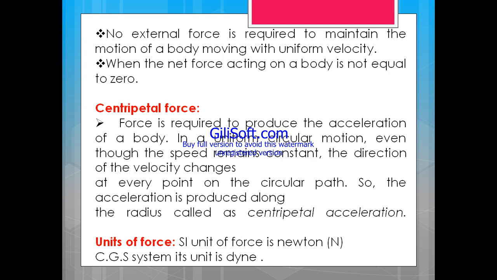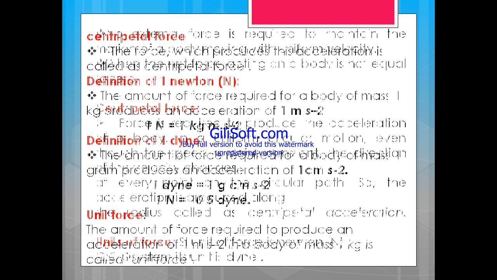Radius in the sense, when we have taken a circular path, if you consider half of it, we say it is a radius, right? The diameter, that part will be interior, is subdivided into radii. In mathematics you have studied this. Similarly, this type of acceleration we say is centripetal acceleration. And what is the unit of force? It is nothing but Newton. The SI unit of force is Newton, and in the CGS system, it is considered as dyne.